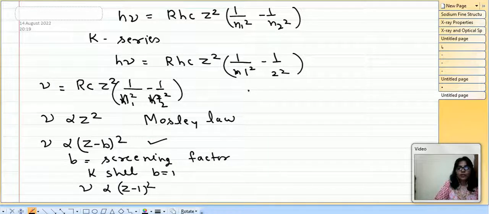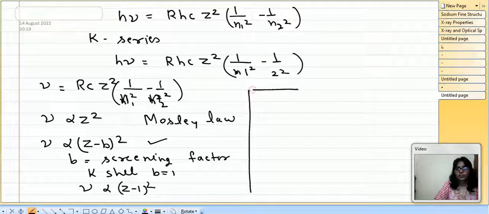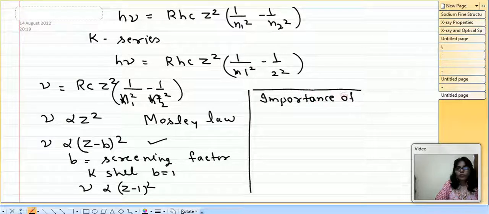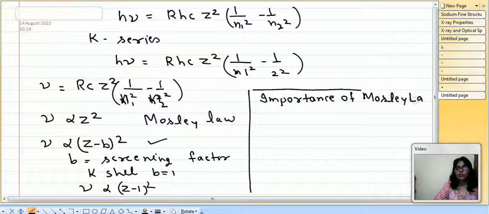And this law has very much importance. So put the heading importance of Moseley law. So what are the importances? Where Z is the atomic number of target. So please know that Z means it is the atomic number of target.